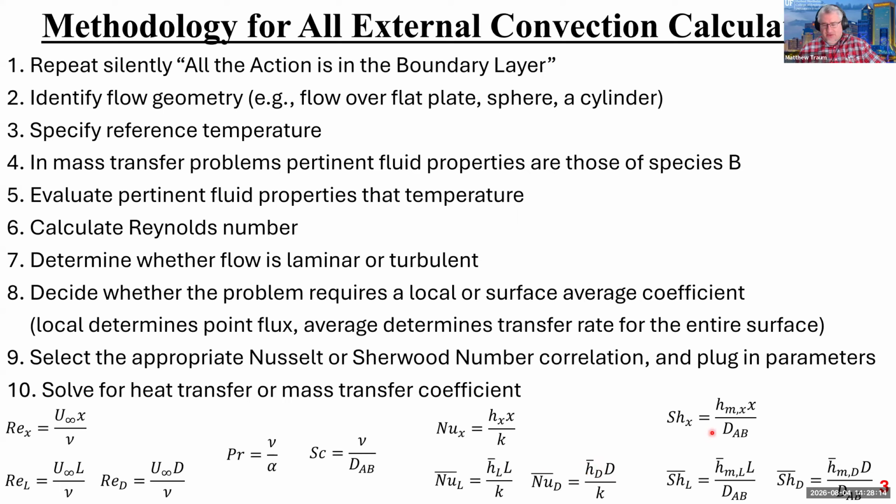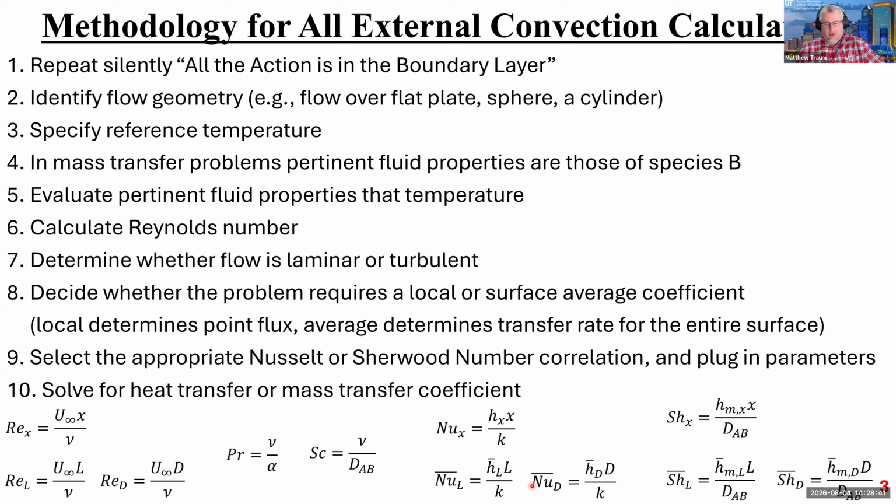When we're solving mass transfer problems, instead of Nusselt number, we have a Sherwood number. So this is a local Sherwood number at a particular spot x. It's the ratio of a convective mass transfer coefficient, so h sub m for mass, at a particular spot x, multiplied by the location of that spot, and then divided by D_AB, right? This, again, is the diffusion coefficient of species A and species B.